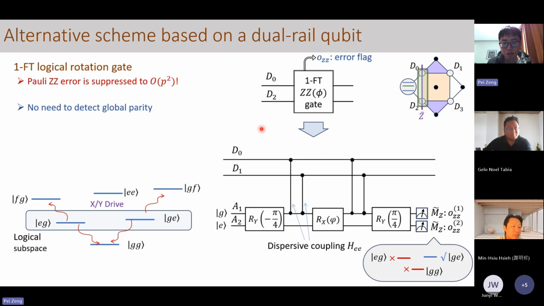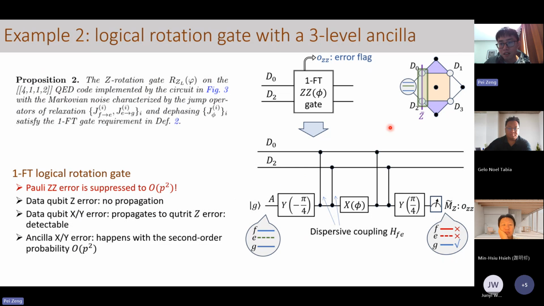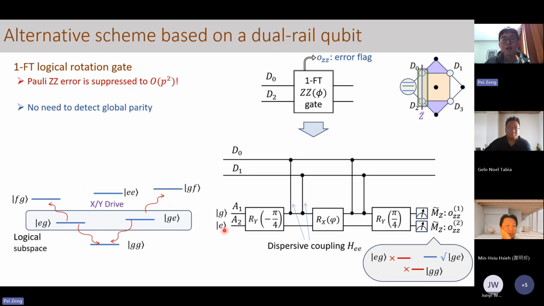Another thing I want to add as a remark is that you can also replace these ancillary qubits, GEF ancillary qubits, with some dual-rail type qubits. Anyway, these are just some details. I don't want to say too much at this point.